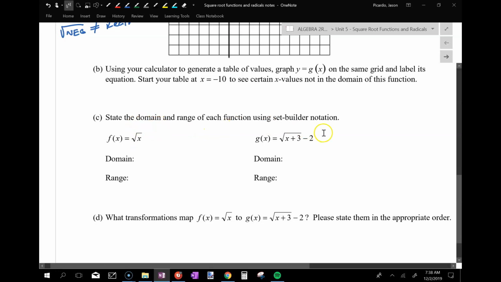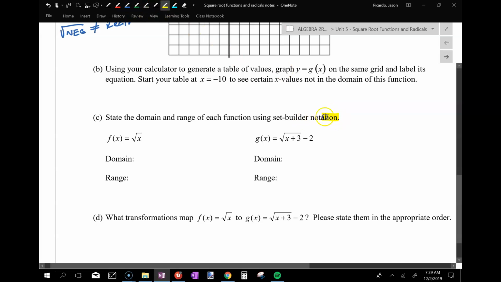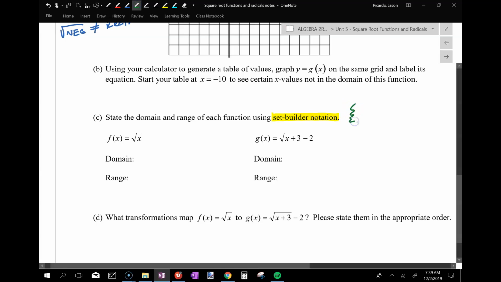State the domain and the range then. And it says to do so in set builder notation, okay? A reminder of what that looks like. Set builder notation. We haven't done this in a while. You do these squiggly things.